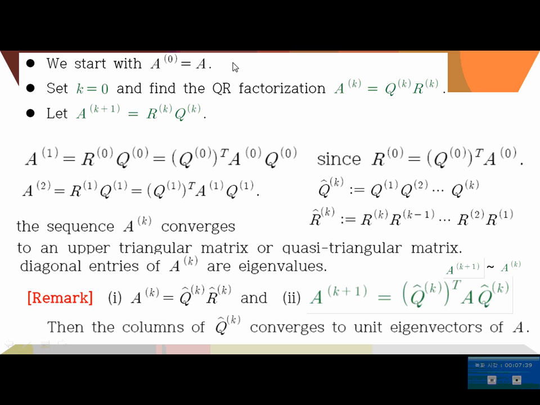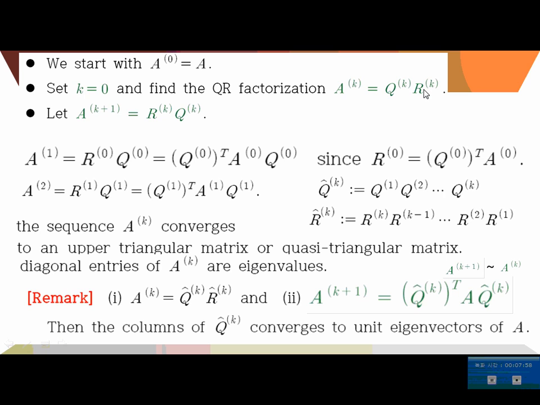Give an index on it. Then K is equal to 0. Then QR factorization makes the given matrix a product of a unitary matrix and an upper triangular matrix, like this. Okay? QR.